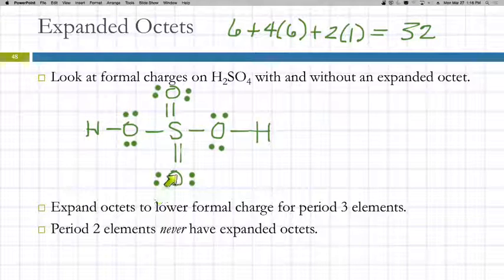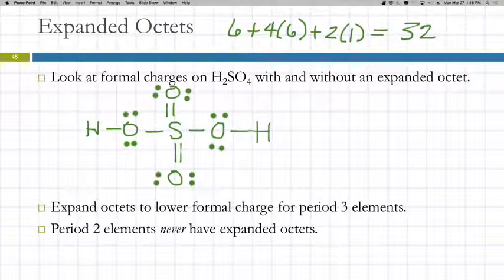Now this oxygen has a formal charge of 0. The sulfur, it brings in 6 electrons. If we cut all these bonds in half, it leaves with 6 electrons. It has a formal charge of 0. This is the correct Lewis structure for this molecule, an expanded octet. This is something we don't teach you in 3A.